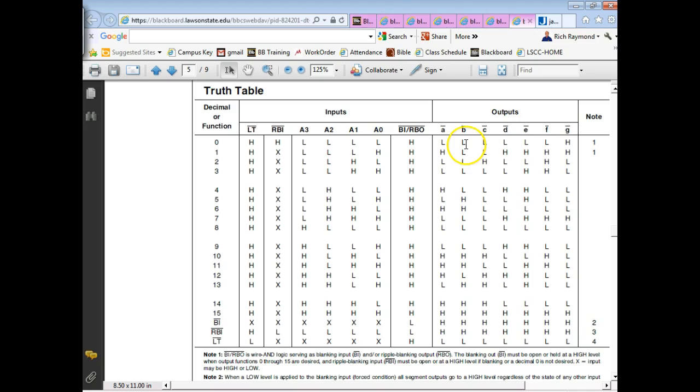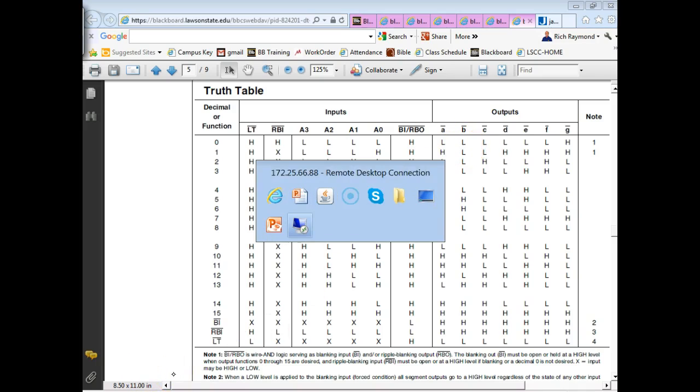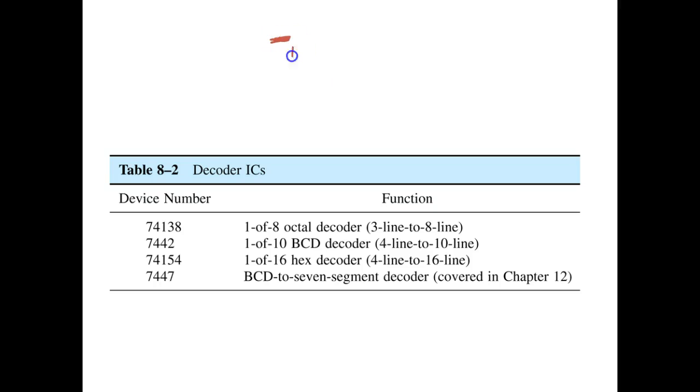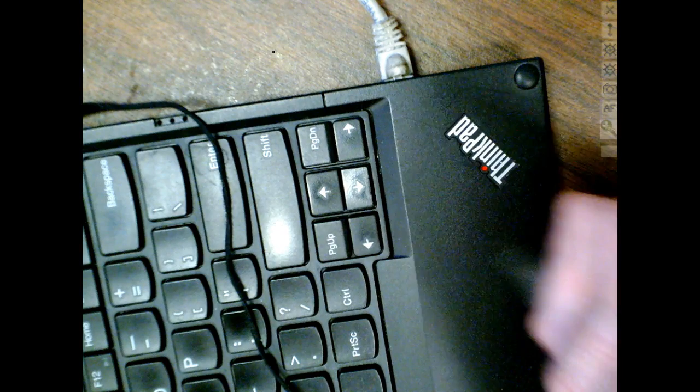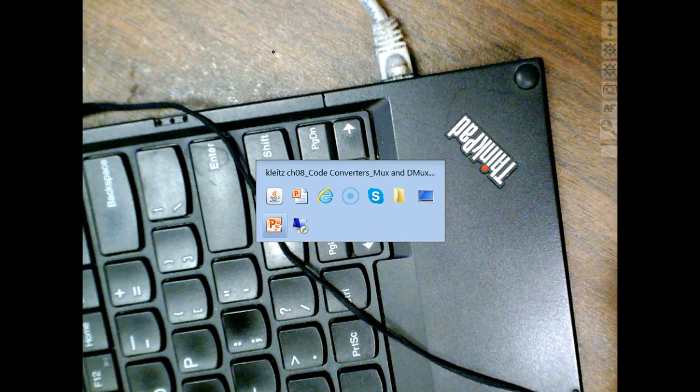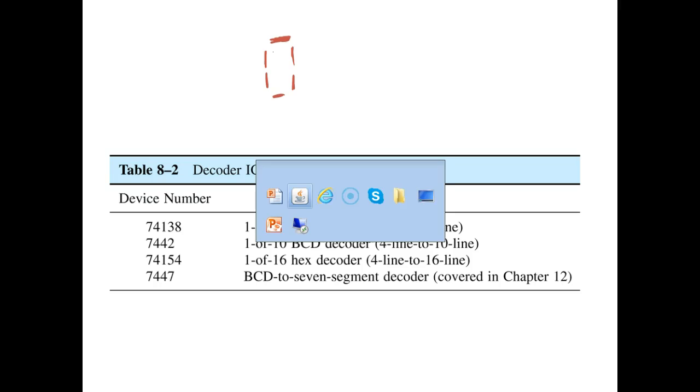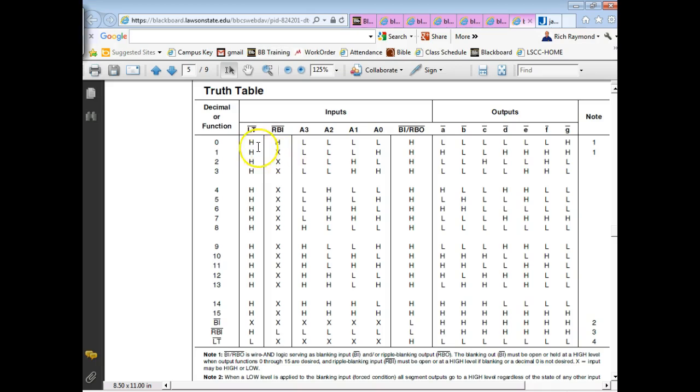It says what? B is going to be on. So A is on, B is on, C is on, D is on, E is on, and F is on. So what's it going to display? It's going to display a 0. Well, what did I put into it? I put a 0, right? So that's a binary 0, right? You understand? And it turned on a what? A 0.